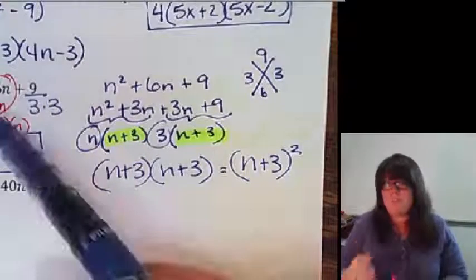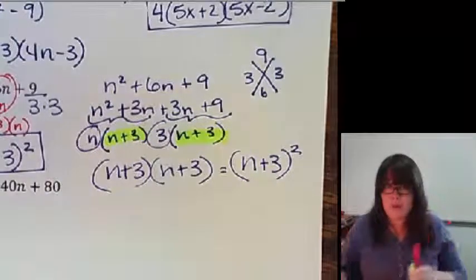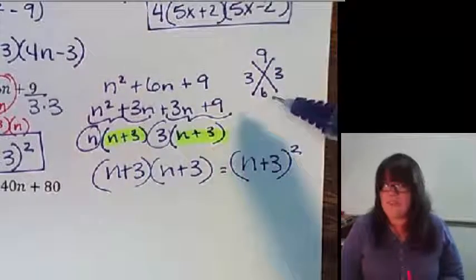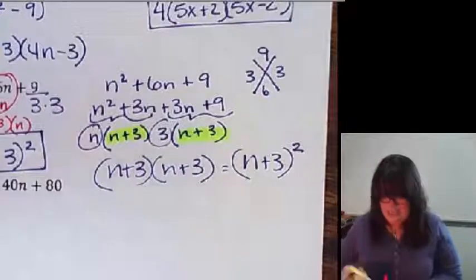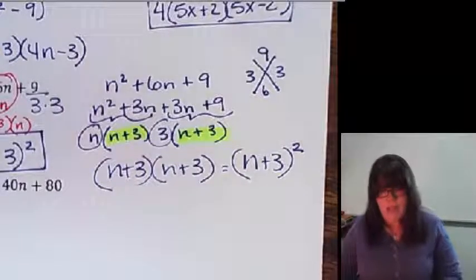So if the special pattern is throwing you for a loop, use your X. That's fine. Or use your X to check yourself. All right, if you're like, I hope I did that right, but I'm not really sure, do the X.